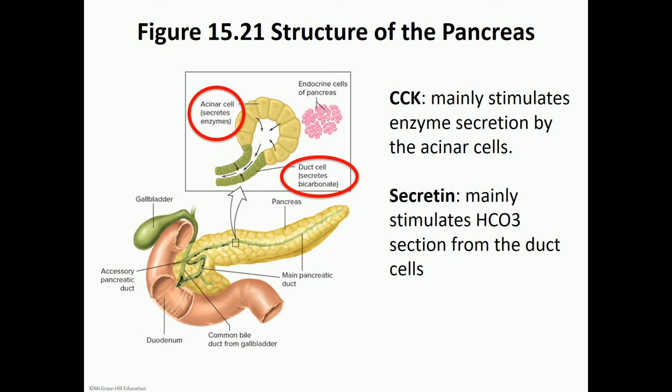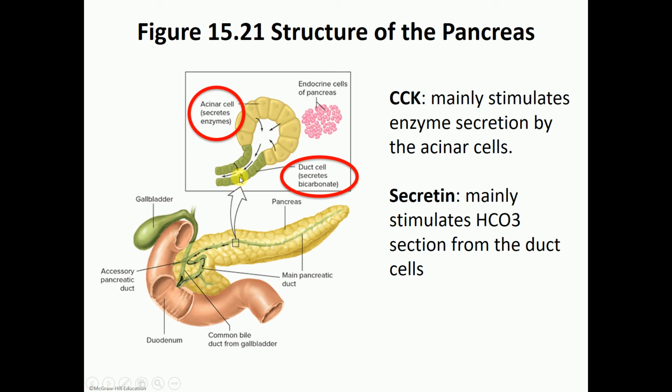They are stimulated by different things. So CCK, or cholecystokinin, will stimulate these acinar cells to produce more digestive enzymes, while secretin stimulates these duct cells to secrete bicarbonate.